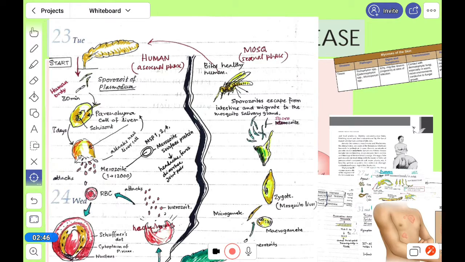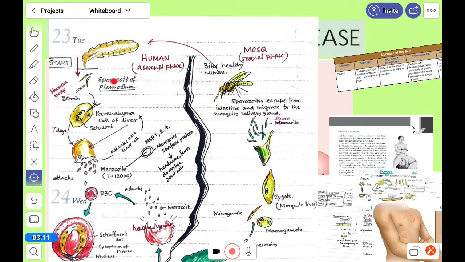See, this is the Plasmodium, this is called the sporozoite, a spindle-like structure. The sporozoite enters inside the body. After 30 minutes, this sporozoite attacks the liver cell, one certain cell, the parenchyma cell of the liver, and enters inside and does asexual reproduction. Within 7 days they destroy the cell, releasing a huge number of merozoites.